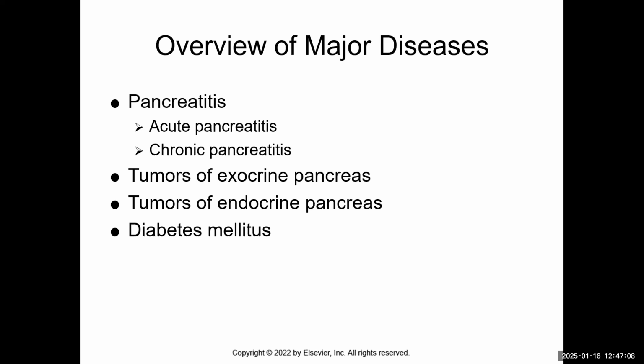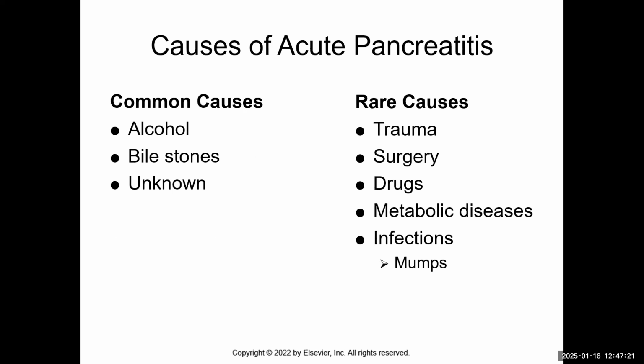And then diabetes is the most important disease because it's caused by an endocrine dysfunction in the pancreas with the insulin, and it regulates the metabolism of our carbohydrates and our lipids.